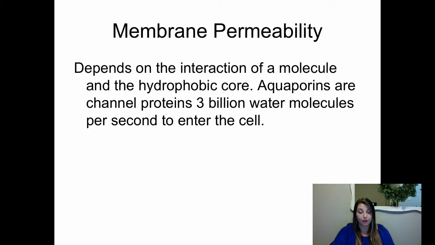Now, despite this, it's still difficult to get water in and out of the cell. And even better, this becomes more difficult as we age. So as we get older, we are more likely to become dehydrated. And this is why it's very important to make sure that our seniors get plenty of water.